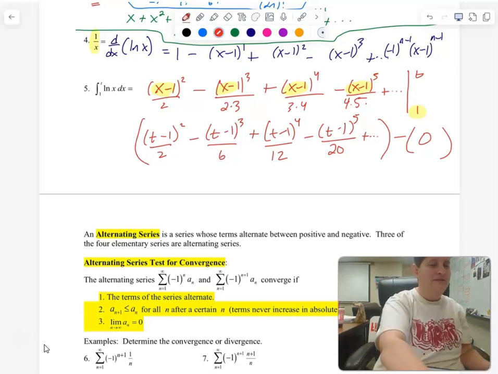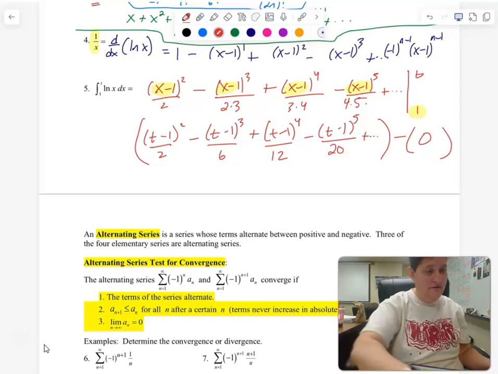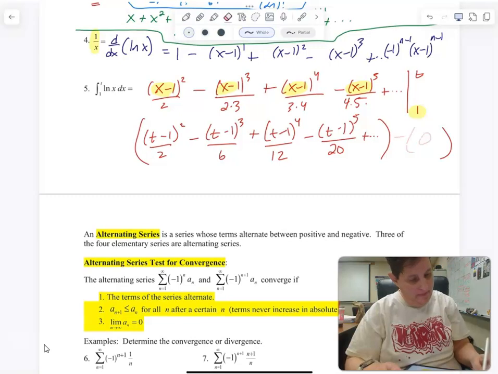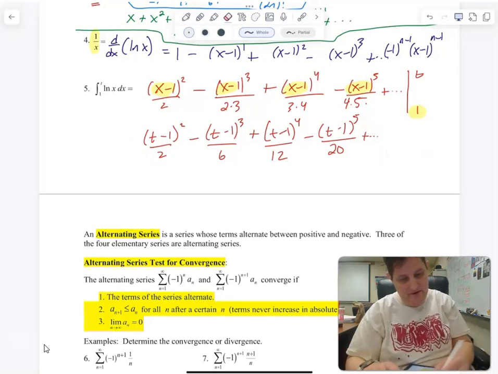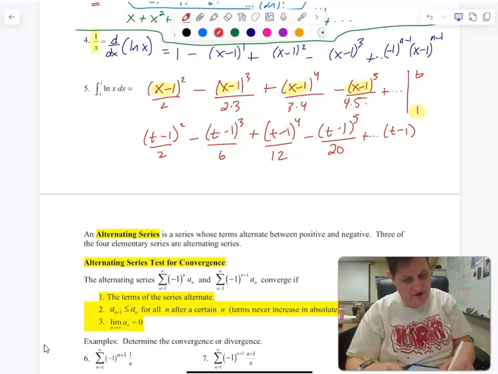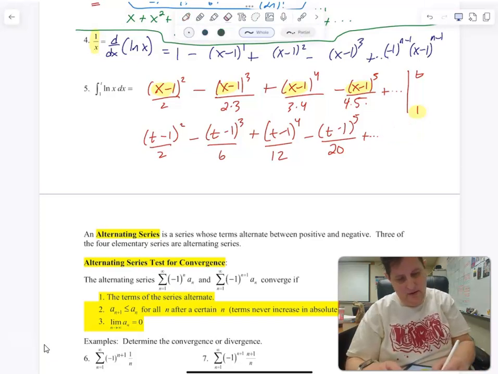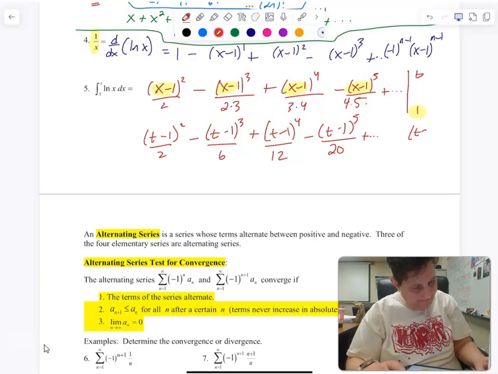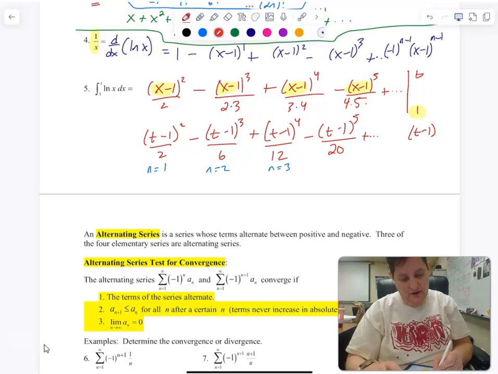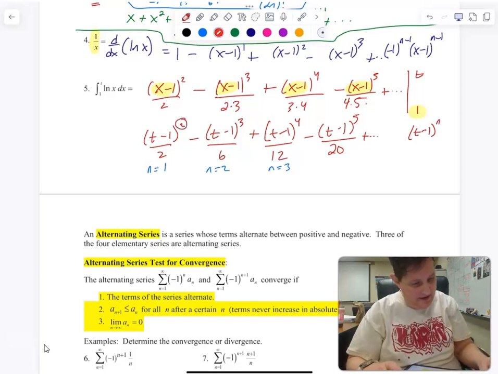And it didn't really ask me for a general term, but let's see if we can figure one out here. So all the zeros go away. Okay. So I'm not going to write that minus 0. So here we go. So it's t minus 1. Well, actually, it alternates. Let me save room for the alternating part. Okay. Now notice, this is now n equals 1, n equals 2, n equals 3. So to get that power, it's got to be n plus 1.